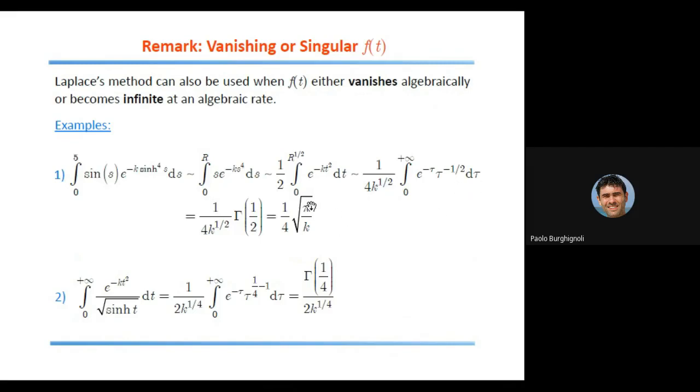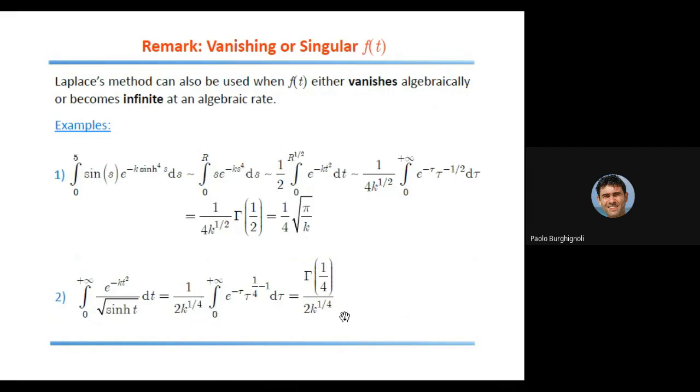And in the end, you will find this expression in which you see that our integral goes to 0 as the inverse power of the square root of k. Okay. In this second example, instead, our function goes to infinity in the neighborhood of the origin, because here we have in the denominator the square root of the hyperbolic sine of t, which goes to 0 when t goes to 0.